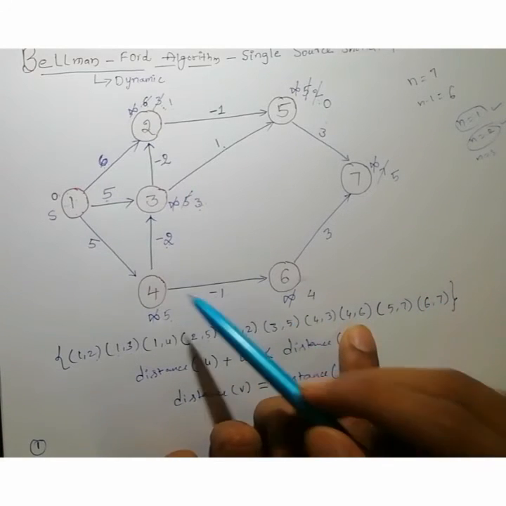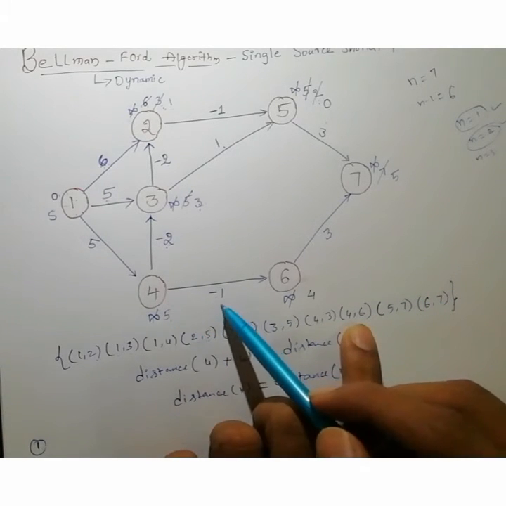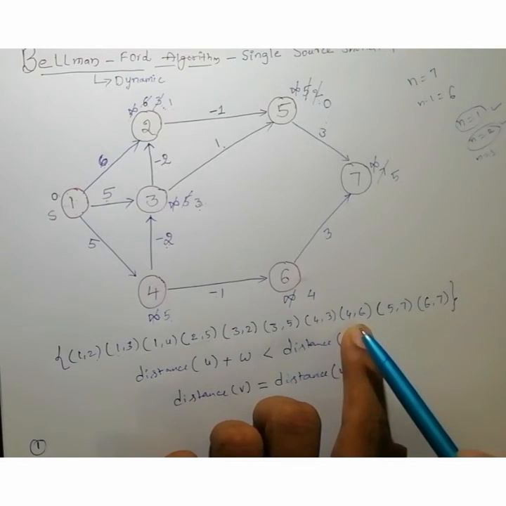Again check for 4 to 6. So 5 minus 1, 4. Is 4 less than 4? No. If it is no, just as it is.